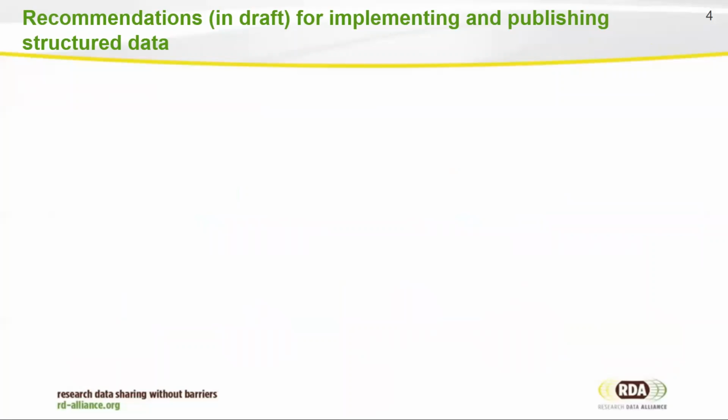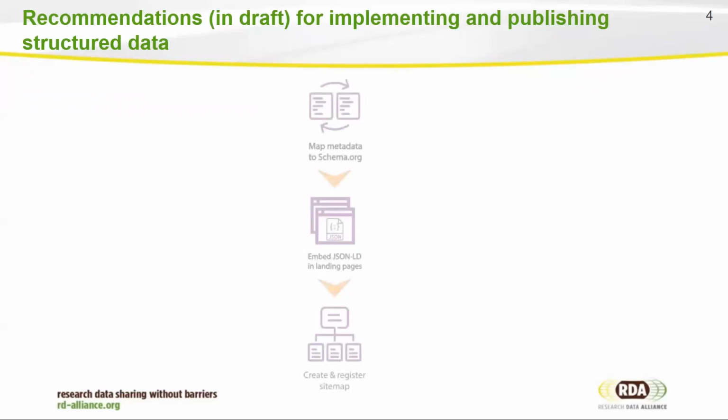So how do we do that? Broadly, there are three steps involved in publishing structured data. Step one, map metadata from an existing repository schema to schema.org. Schema.org provides a great hierarchy of resource types and an agreed vocabulary for describing resource properties and the relationships between resources. Schema.org is commonly supported by web search engines.